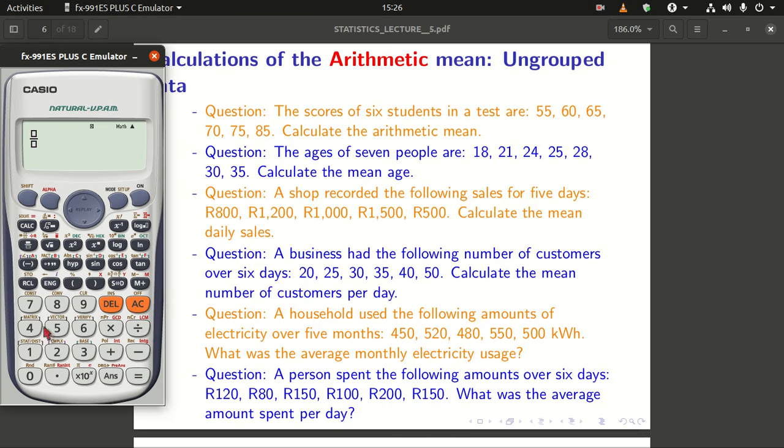The first one is going to be sum them up. I will have 55 plus 60 plus 65 plus 70 plus 75 plus 85, divided by how many of these points, how many of these observations. I have 1, 2, 3, 4, 5, 6. I have 6 of them. Now it is 410 divided by 6, or 68.3 bar, and 3 bar means 3 3 3 3 3 3.